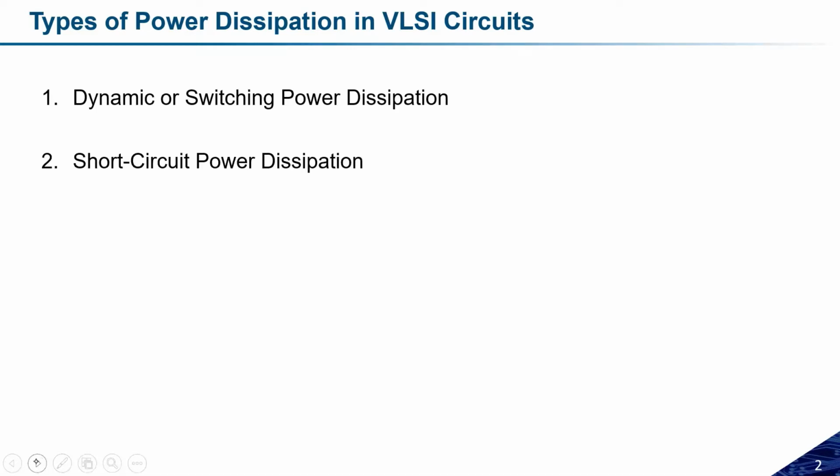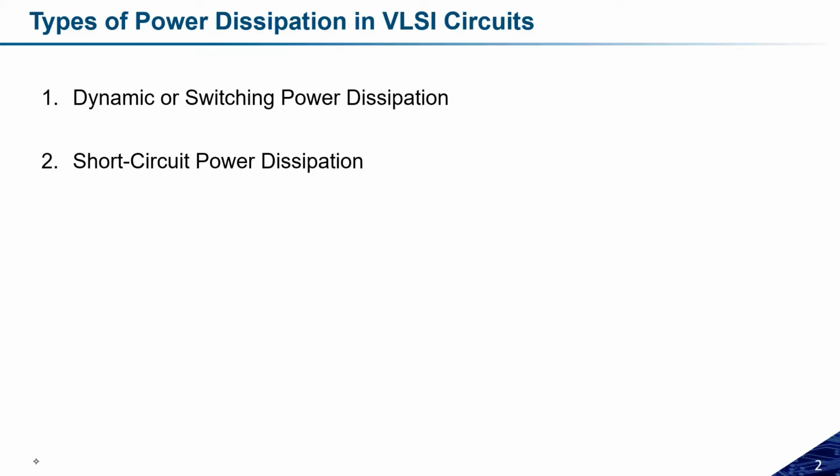The second kind is short circuit power dissipation. As we know, suppose I have a simple inverter and the input is changing from 0 to 1. It is impossible to make any input signal with 0 rise time and 0 fall time, because there is some finite rise time and fall time. So there is some chance that both transistors are in the saturation region for some period of time. And if both pull-up and pull-down networks are in saturation, there will be a direct path between VDD and the ground.